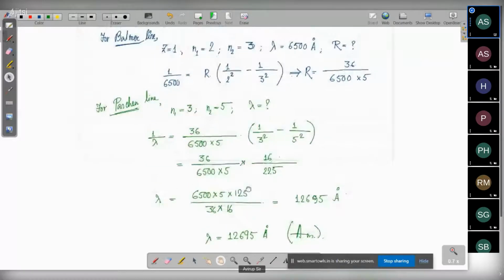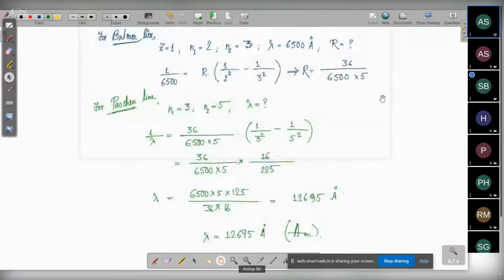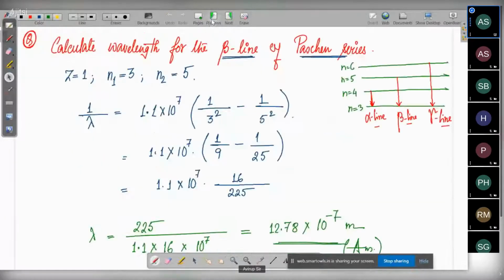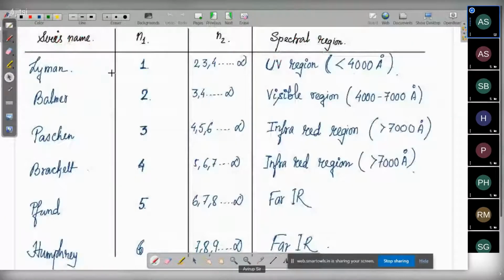Sir, I have doubt in that n2. How is it 5? Okay, because in the question it is saying a beta line in Paschen series. So because it is Paschen series, if you refer to the table, in Paschen series the value of n1 is 3. So that is why we are writing the value of n1 to be 3.